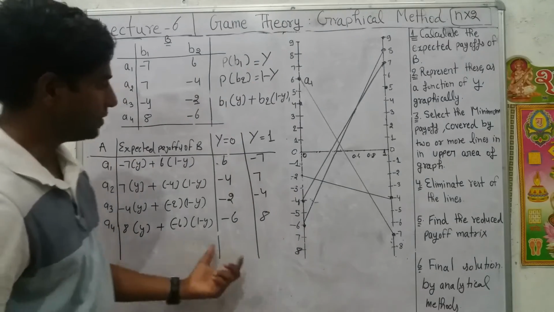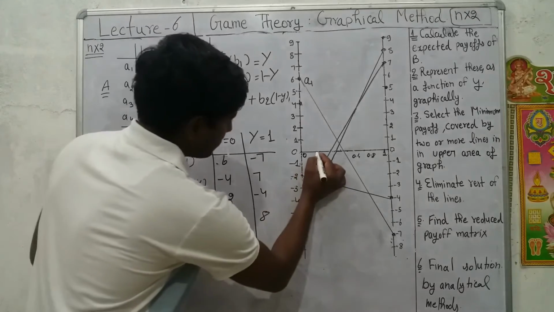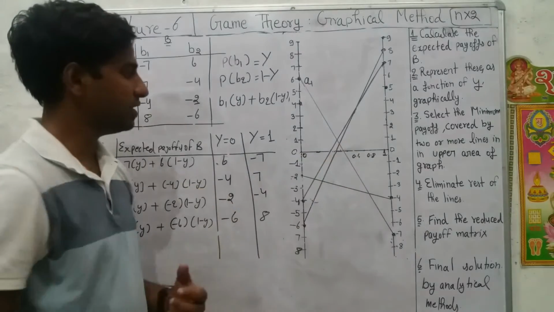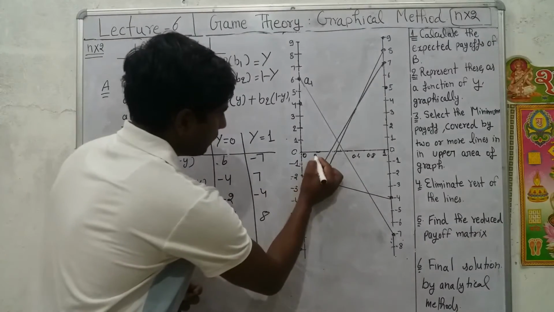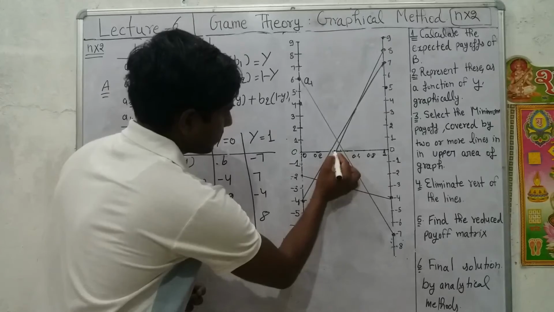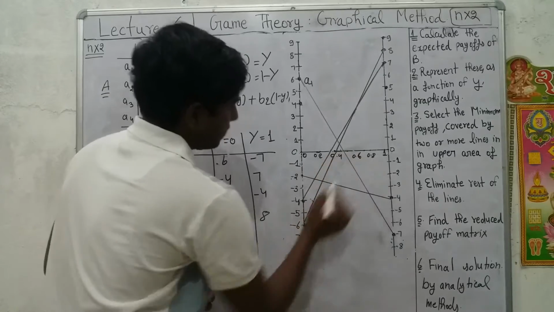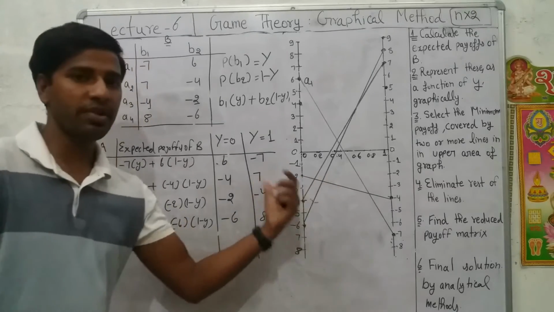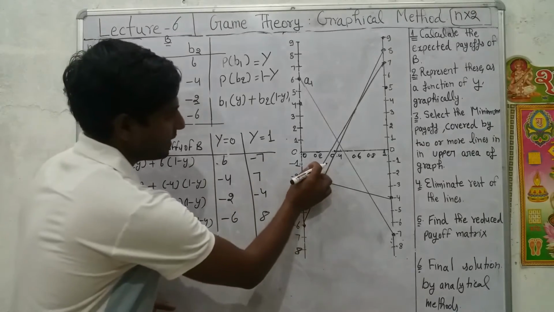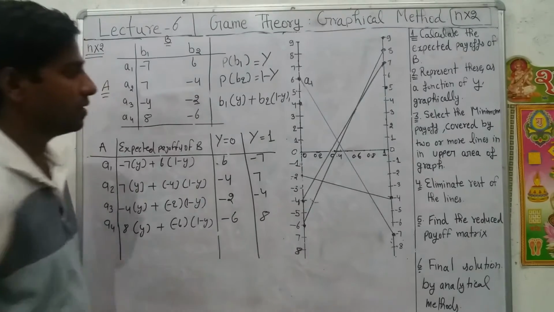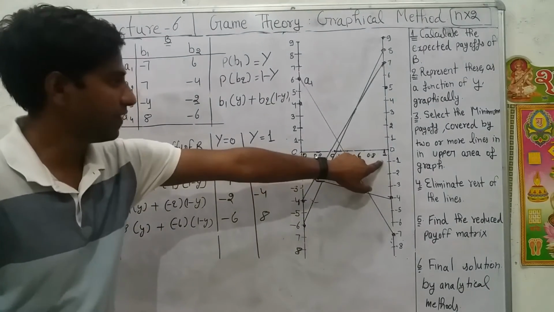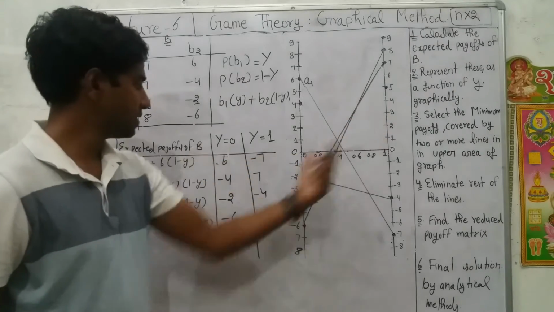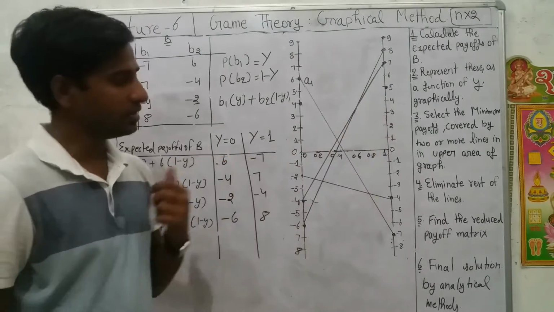So let's plot all these values, and there is a horizontal line drawn between these two vertical lines which represents the value of y, as y denotes the probability, and the probability varies between 0 to 1. So this line shows the value of y. So with this information, let's represent these payoffs on this graph.